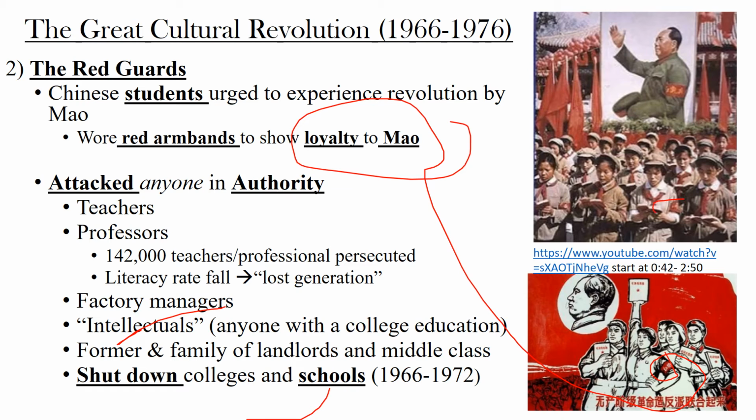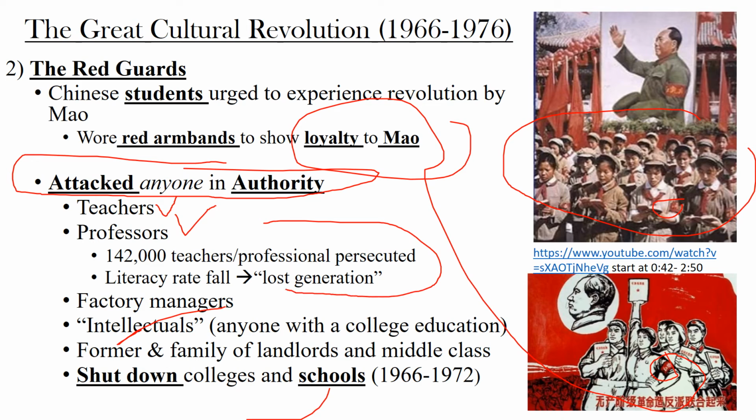And here you have the red armbands, and you can see it's just teenagers and kids, really. And so what did they do? Well, they attacked anyone in authority, anyone that these big character posters announced. The Red Guards attacked their teachers, they attacked professors. It's thought that at least nearly 150,000 teachers and professionals were persecuted. Professors and high school teachers, middle school teachers, elementary school teachers. And because of this, shockingly, not a lot of education was going on. And so literacy rates, which had been growing, fall precipitously, leading some to call the Red Guards the lost generation.